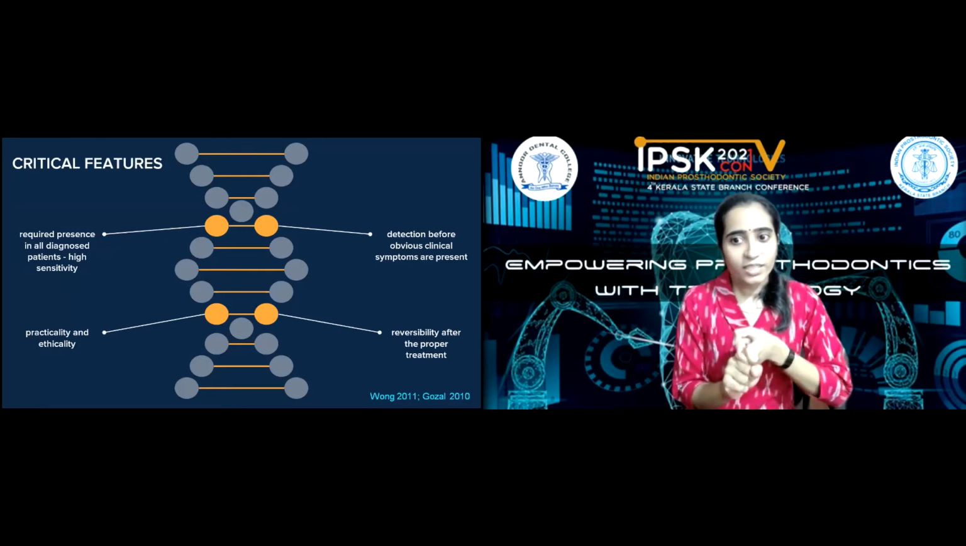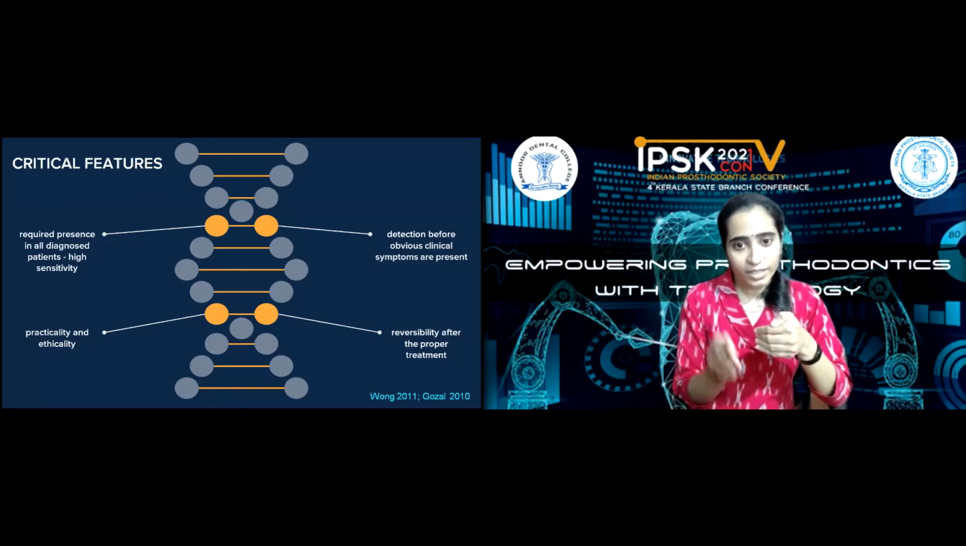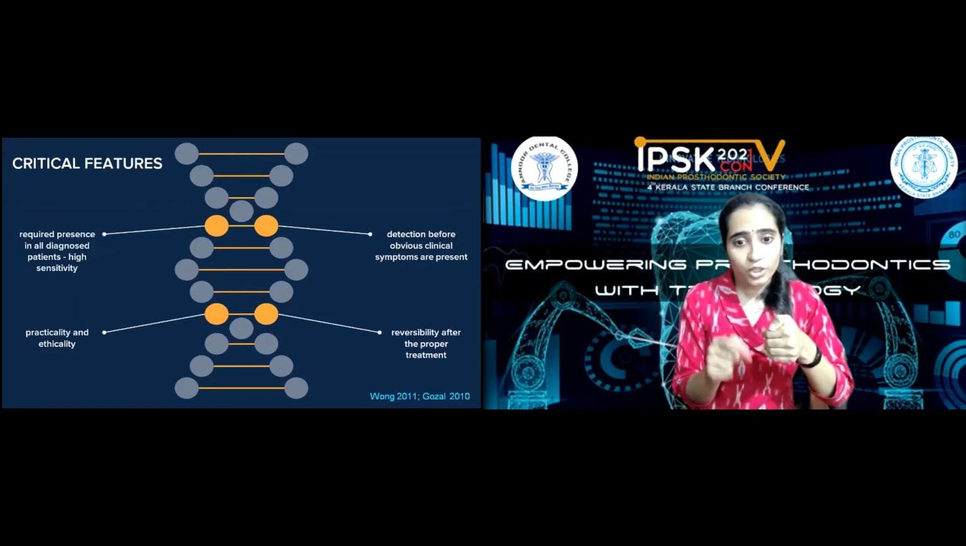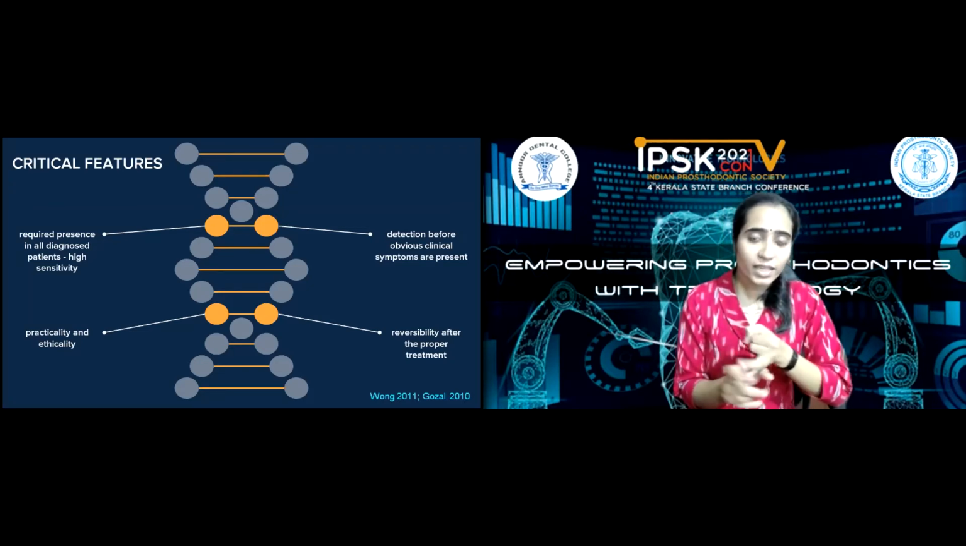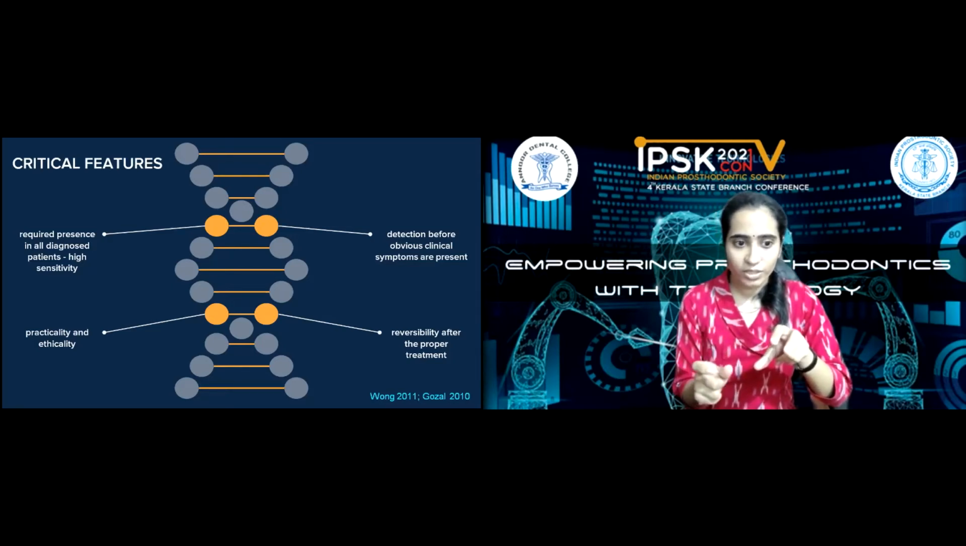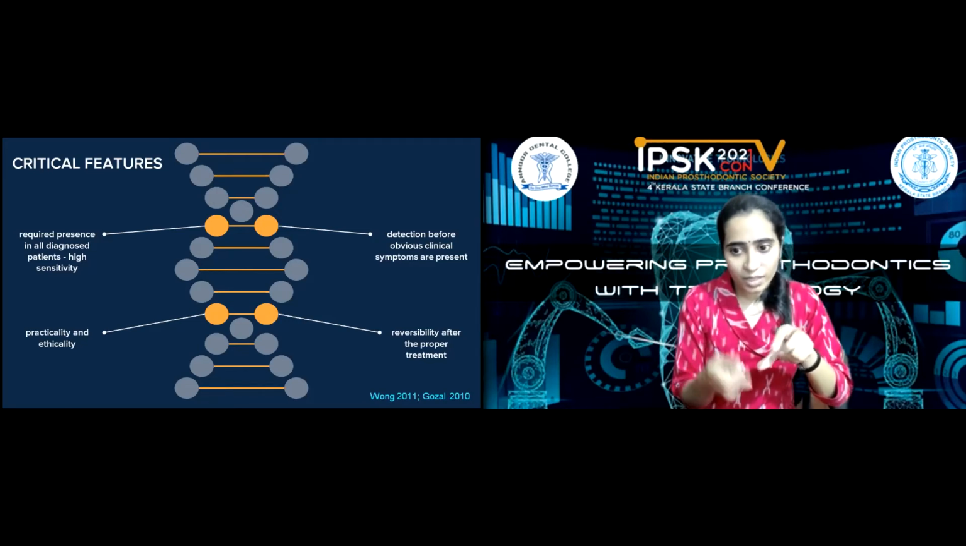The second one is that it has to be detected before obvious clinical symptoms are present. That is the predictability. That is, the disease might happen in the future, but the biomarker should predict the presence or the occurrence of disease in the future. Third is practicality and ethicality. Ethicality is understood. Practicality you can explain using two words, speed and cost. It should be affordable. At the same time, it should give you results immediately.